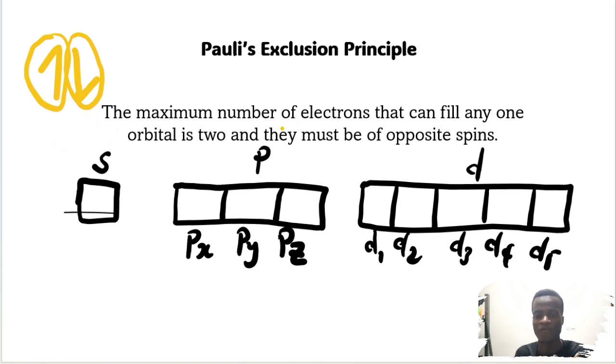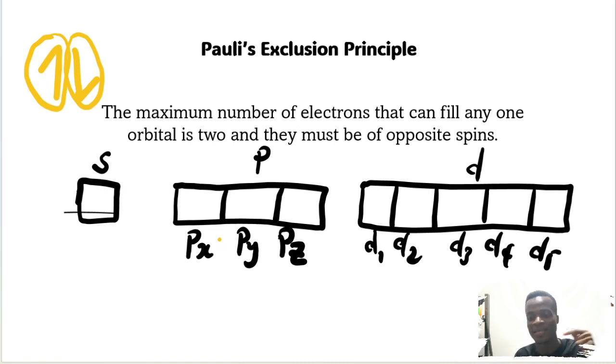The maximum number of electrons that can fill any one orbital is 2. So if you take one box, you cannot have 3 or 4 electrons in it. You can have 0, you can have 1, you can have 2, and that's it. You stop there. You cannot fill it up to any other number. So the maximum number that can fill any particular box or orbital is 2. That's what Pauli's exclusion principle is saying.